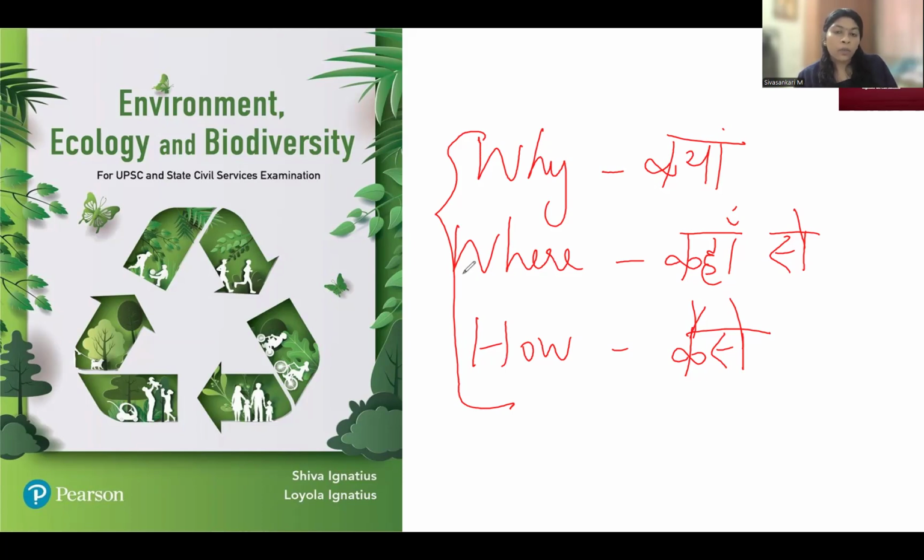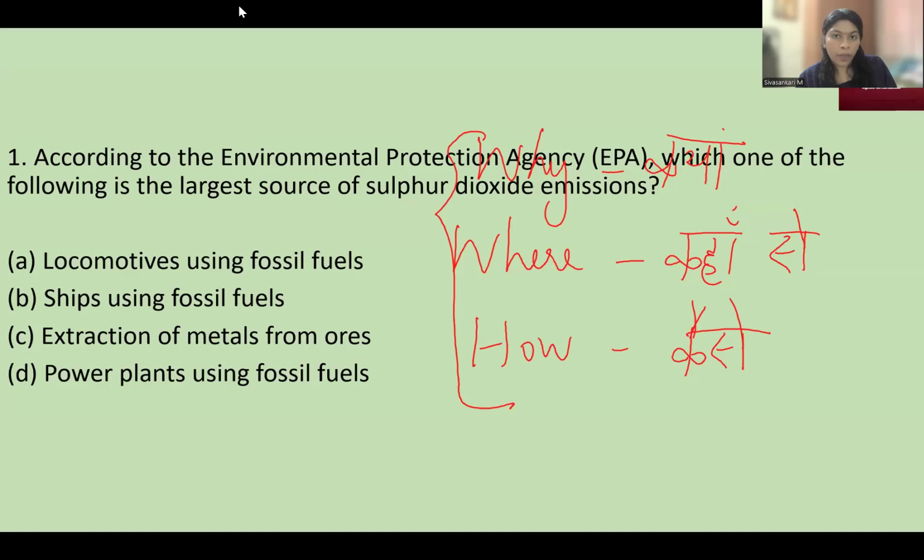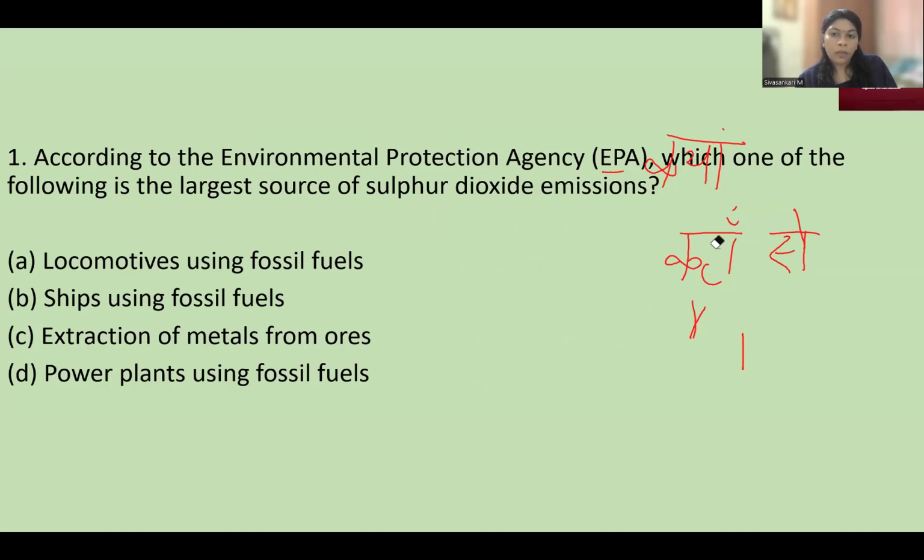So let us start the analysis part. How are we going to analyze the question? One by one, I'll do it. See, this is one question which has come in the 2024 exam. वो क्वेश्चन देखो, किसके बारे में है, देखो. Environmental Protection Agency. So the question is like this: According to the Environmental Protection Agency, which one of the following is the largest source of sulfur dioxide emissions?